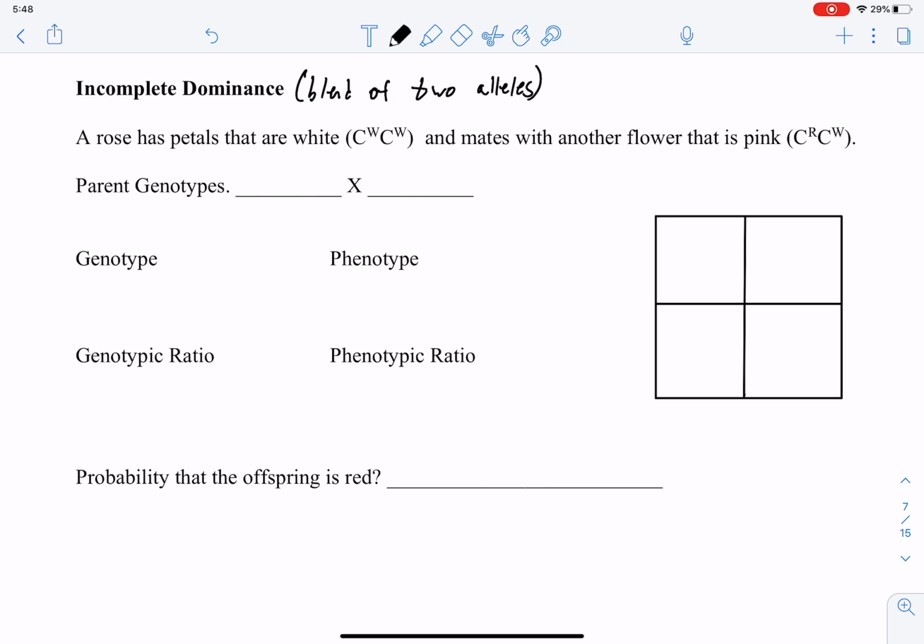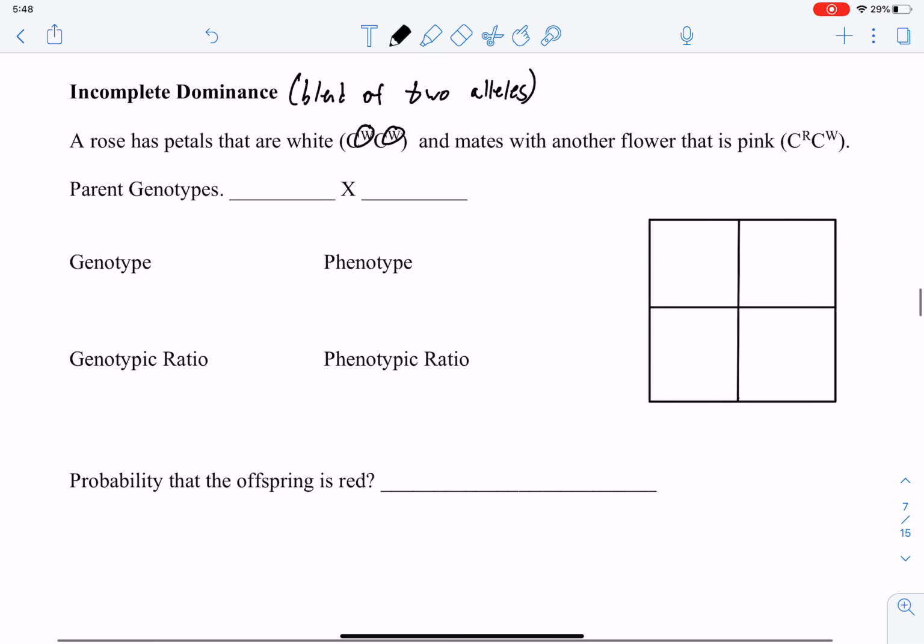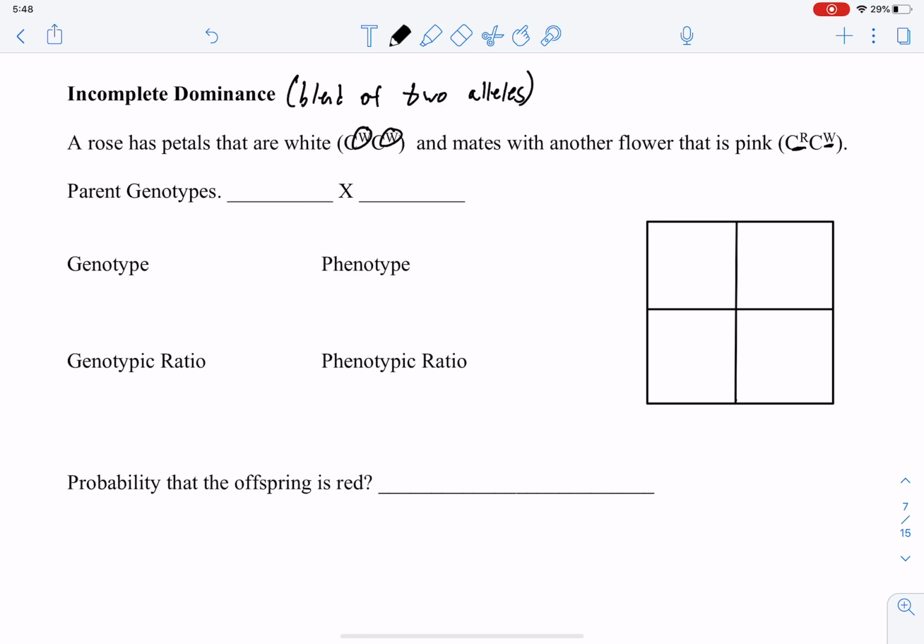So in our example problem, we have a rose that has petals that are white. So it has C here just for representing the trait, in this case, color. C big W, and then C big W. This white rose is going to mate with another flower that is pink. Notice how it's big C^R and C^W. I should mention too, usually in a problem, if we have an individual that's C^R, this would be red. So we can go ahead and plug in our parents. We have one that's white, and we have a rose that's pink.